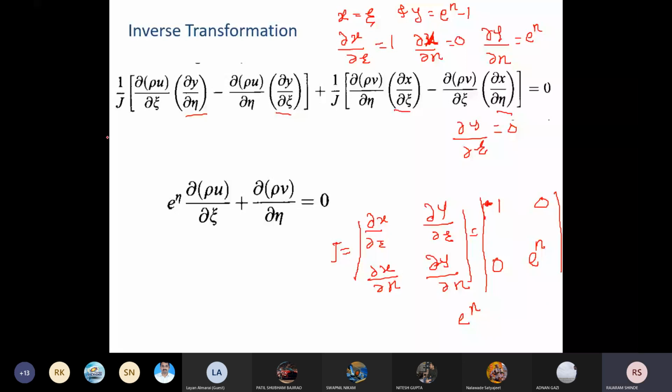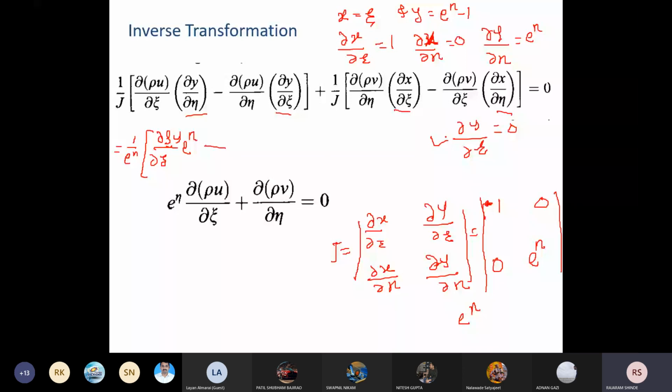Next, here dou rho u by dou psi dy by d eta. Dy by d eta is e raised to eta, minus dou rho u by dou eta dy by d xi. Dy by d xi is this term. This is 0. So this term is also 0.